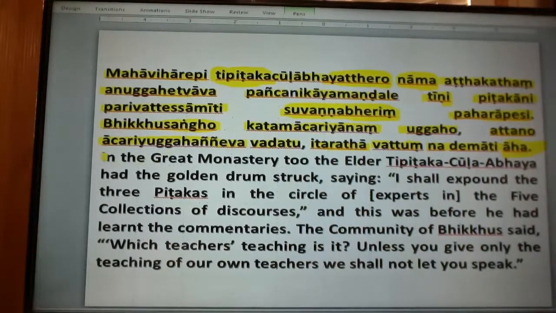Okay. So in the English translation: in the Great Monastery, Mahavihara, the elder Tipitaka Chula Abhaya had the golden drum struck, saying, I shall expound the three Pitakas in the circle of experts in the 5 collections of discourses, Pancha Nikaya. And this was before he had learned the commentary. So the community of monks said, which teacher's teaching is this? They want to know. Unless you give only the teaching of your own teachers, we shall not let you speak. They say like this. Amazing.